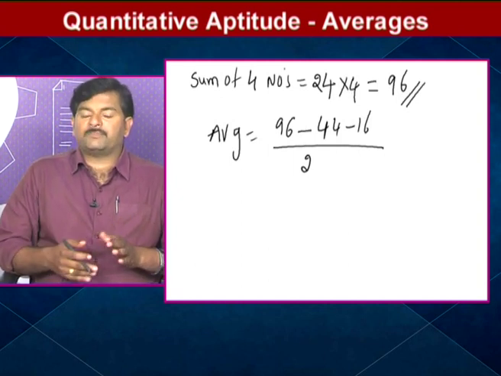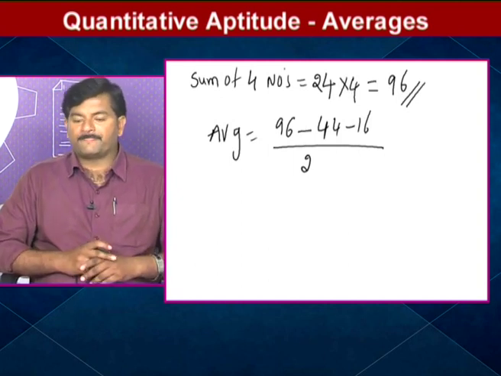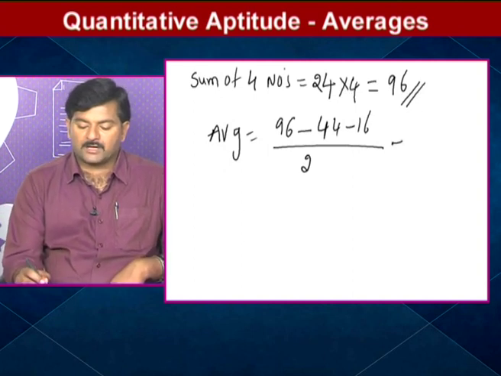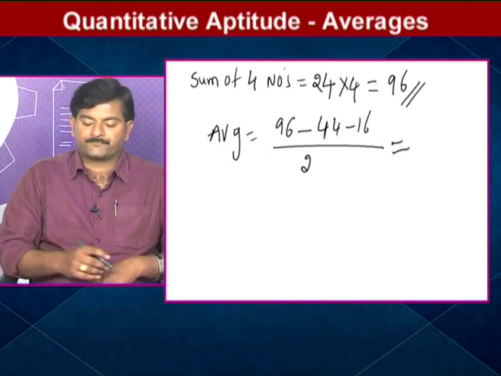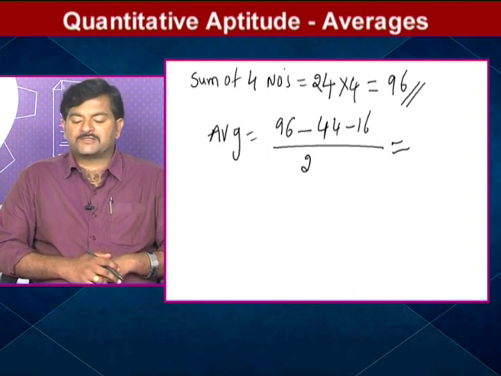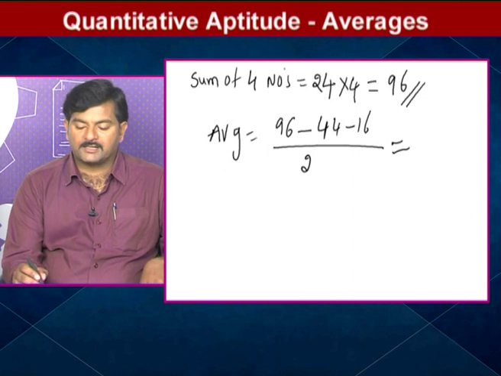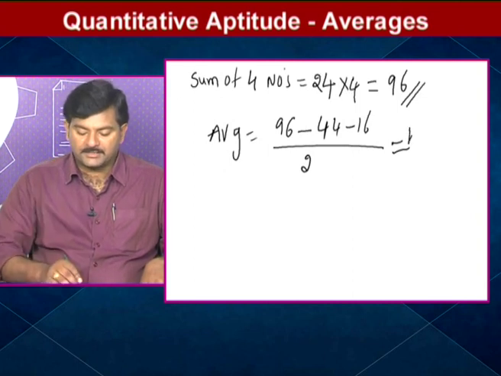Why? Because it is remaining sum by remaining total. How many remaining do we have? Remaining we have only 2. I hope you understood what I am saying. Okay. So now 44 plus 16, obviously 60. 96 minus 60 is 36. Right? I am getting 36.